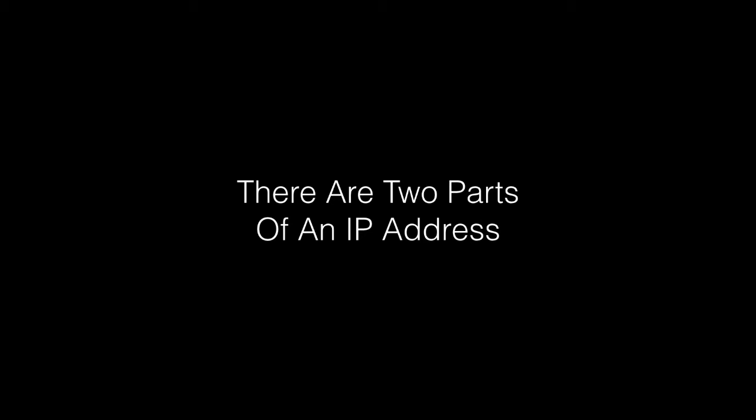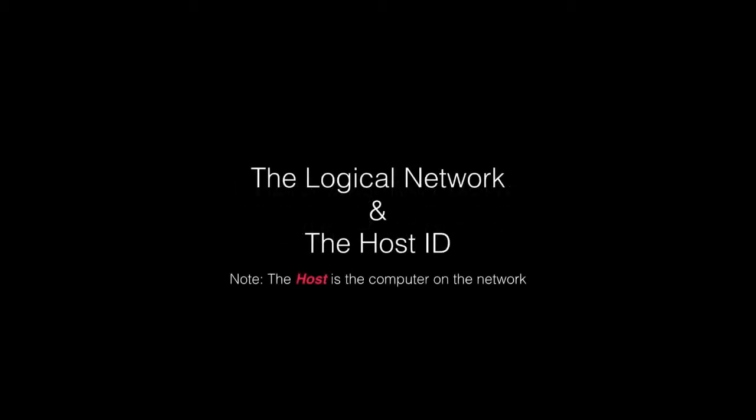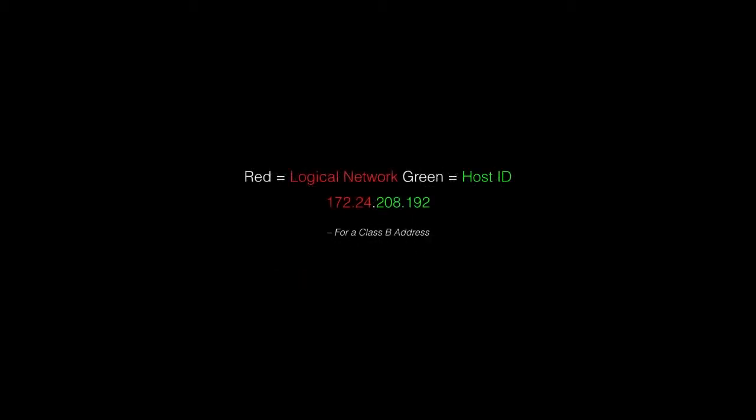There are 2 parts to any IP address: the logical network and the host ID. The host ID is the actual individual computer on that network. Red equals logical network, and green equals host ID. So 172.24 is the network portion, and 208.192 is the host or individual computer. This is for a Class B address.